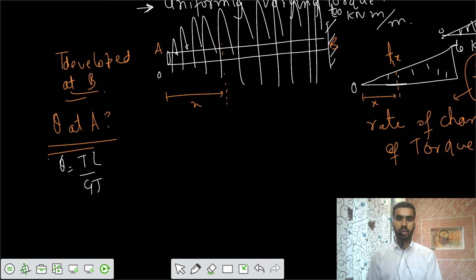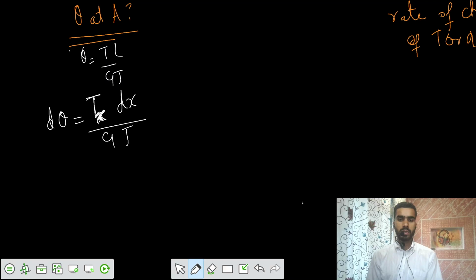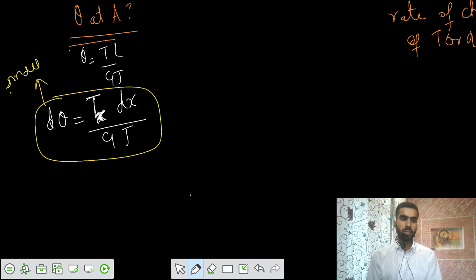But since this is a uniformly varying torque, the torque is a function of x, so it is varying with x. So you take a strip of length dx at some x, there would be some value of torque T, and you divide by GJ, giving the small theta contributed by that strip. This is the small angle of twist.